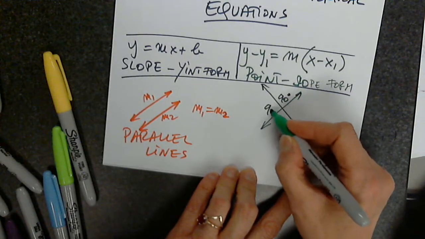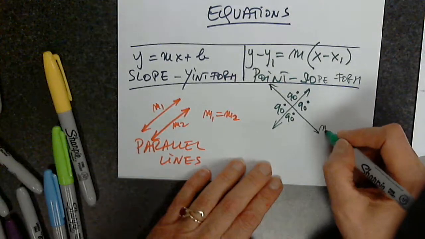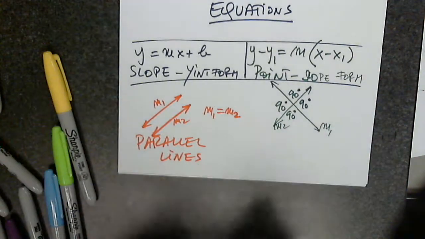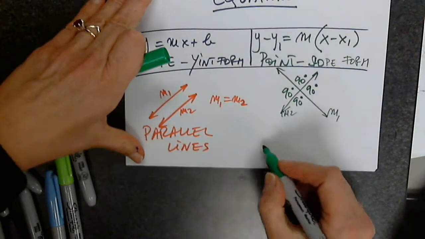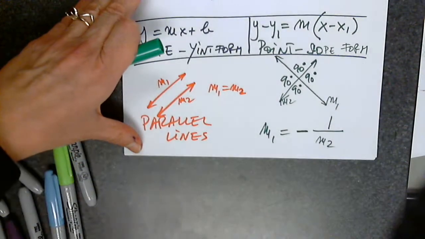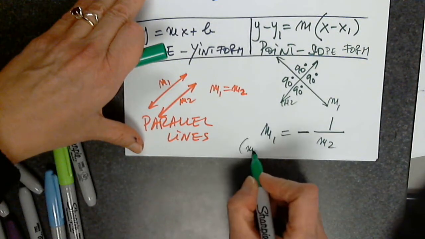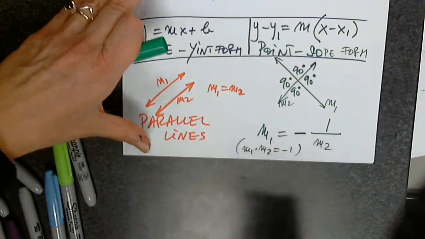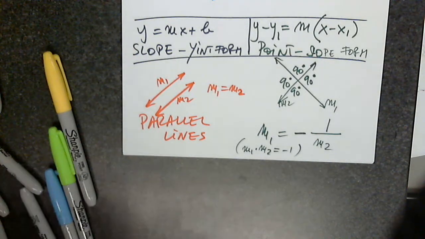Okay, now perpendicular lines. 90 degrees, 4 of them. 90 degrees, 90 degrees, and 90 degrees. Here is M1 and here is M2. What is the relationship now between M1 and M2 if the lines are perpendicular? Negative reciprocal. Very good. M1 equals negative 1 over M2. I personally like to cross multiply and say M1 times M2 equals negative 1. This is what I like to remember it by, but it doesn't matter. Same thing.